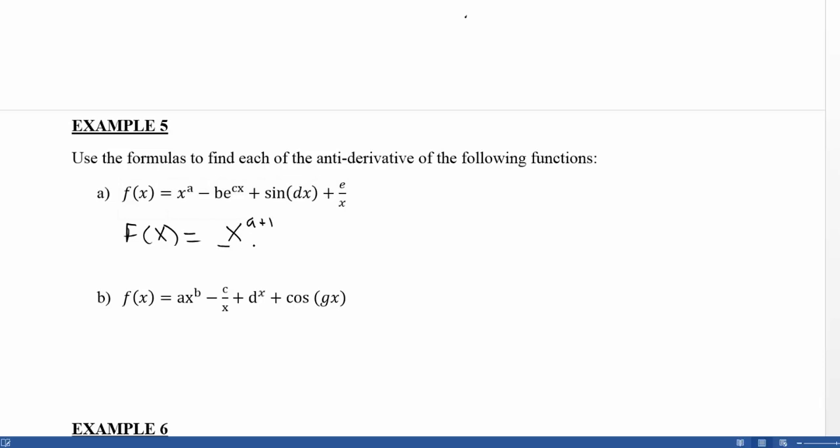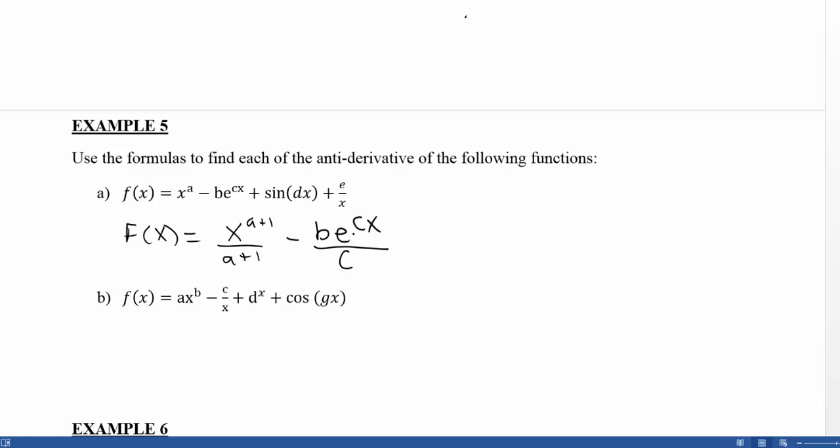So we're going to add 1 to the power and divide by the new power. So we end up with x to the a plus 1 divided by a plus 1. Then minus, we have b e to the cx. So we know with exponentials we get the same thing back, and the b has to multiply it because of the constant multiple rule. But one of our special formulas said that if you have a constant up in the power, we have to divide by that constant. So again, that came out as a result of the chain rule, but we're expediting it with a formula here. So whenever you have a constant up in the power of e, you are dividing by that constant. So we end up with something that looks like that.